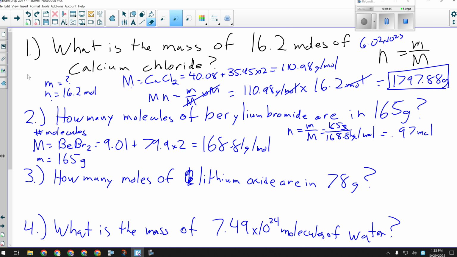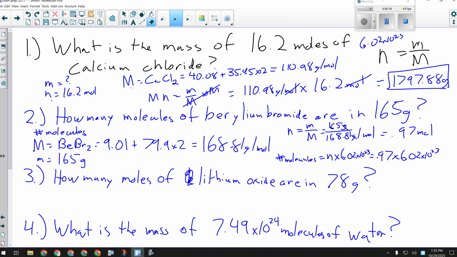Okay, now that I have the number of moles, I want to know the number of molecules. Am I multiplying or dividing by Avogadro's number here? Multiplying. I need a big number. The number of molecules is going to be an absolutely incredibly large number. So the number of molecules is n times 6.02 times 10 to the 23. In this case, that would be 0.97 times 6.02 times 10 to the 23.